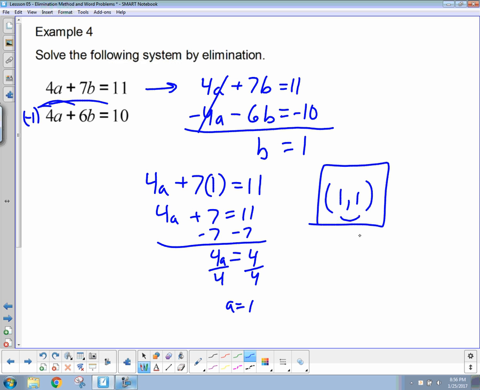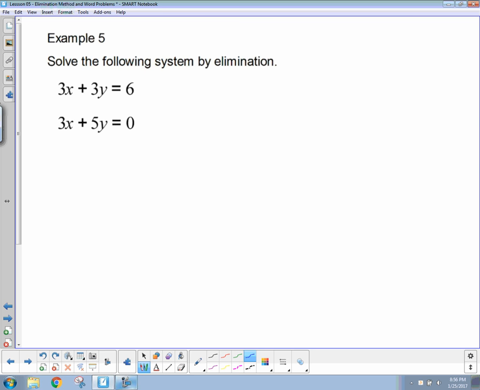Boom. Let's look at an example on your worksheet. Oh, never mind. Here's another example. Let's look at this one. Again, I would make, well, really, I'd make the top one. I don't know. It really doesn't matter. I'm still going to make the bottom one negative, and we're going to eliminate the x's here, okay? So again, 3x plus 3y equals 6. Negative 3x, negative 5y. This is just going to be 0. There's no such thing as a negative 0 like we talked about in class.